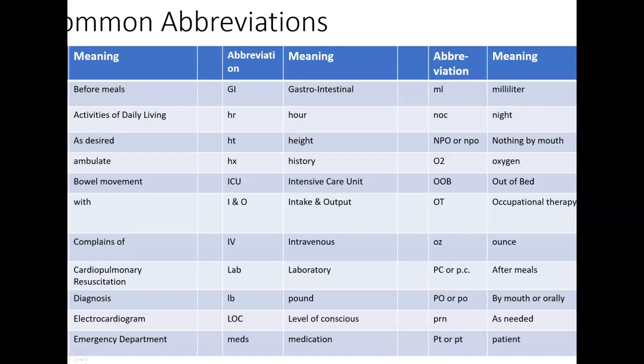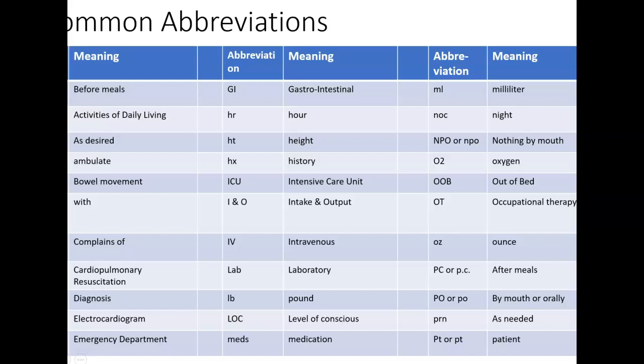PC is after meals. PO means by mouth or orally. So they took in oral fluids, they took it in PO. The term PRN is as needed. So medications may be given PRN, like pain medications, the patient can take it PRN, meaning as they need it.